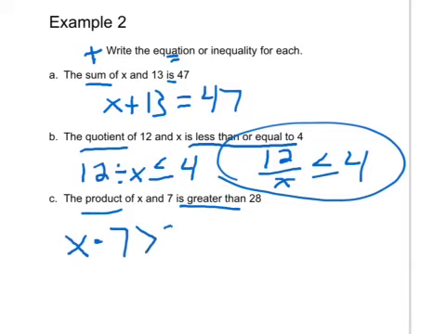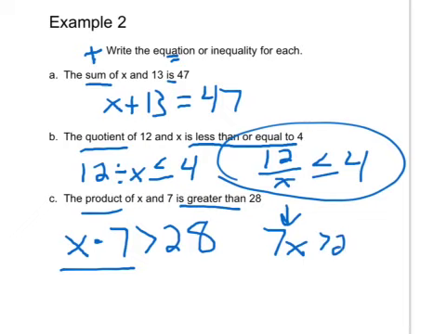Is greater than 28. Now there's a better way to write this though. When we have just a variable times a number or a number times a variable, you should always get used to just writing it like this. Take the number, put it first, and throw the variable on. That's it. So x times 7 is the same thing as 7 times x, and it's better if you write it like this right here. So 7 times x is greater than 28. This would be the preferable way to write that.